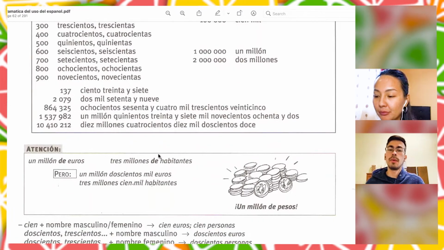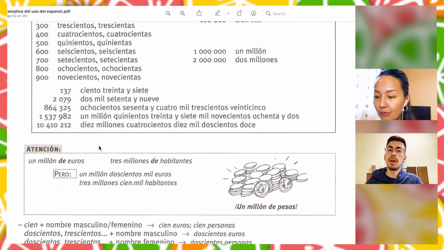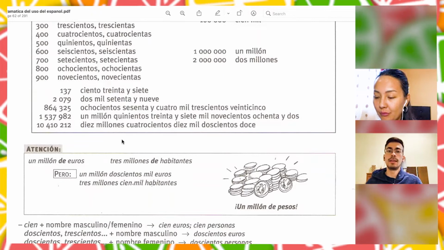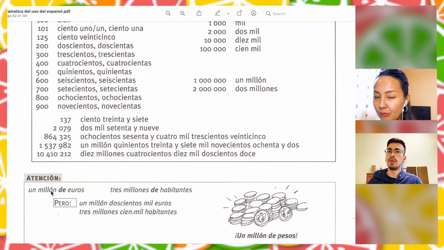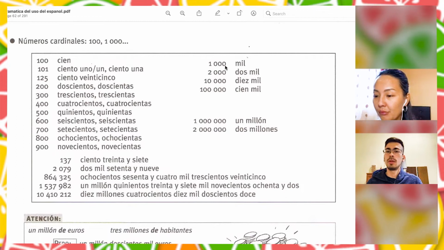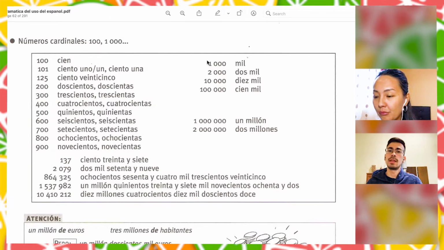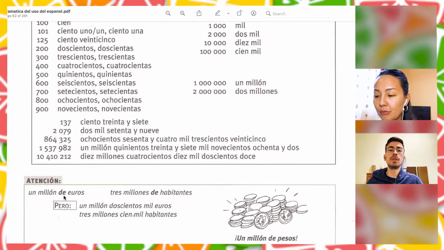So, for example, we can use prepositions with million. Yes, when we have a round number. For example, 1 million. The number is close. We have not anymore, or not less than 1 million. Yes, we are talking here, for example, about 1 millón de euros.